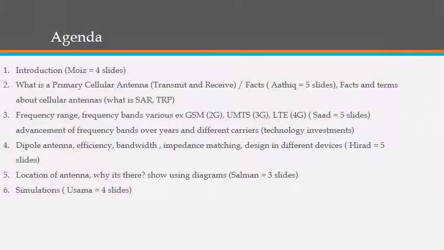The topics for today we will be covering. We're going to go over some introduction to antennas. We're going to go over what primary cellular antenna does, transmits and receives, some facts and terms about cellular antennas, what's SAR, what's TRP. We're going to go over some frequency ranges, GSM, 2G, 3G, 4G. I'm sure everyone's familiar. We're going to go over some dipole antennas, what that means, efficiency, what that means, bandwidth, impedance matching, and some designs, why the location of antenna is where it is, and number 6, our final topic, will be on simulations that we've done over 4NF antenna.